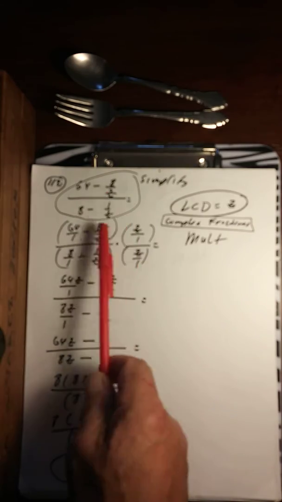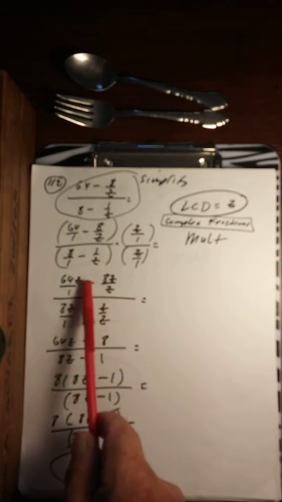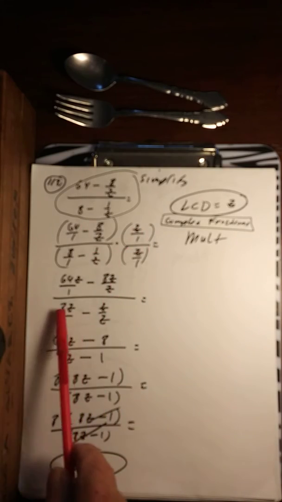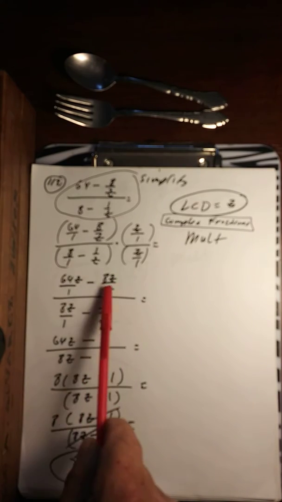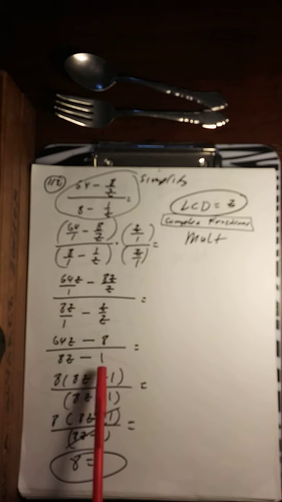More complex fractions, multiply by the LCD, which is z. Multiply z on top and z on the bottom, so z times all this, z times that, z times the first, z times the second. We ended up with this. So now, 64z over 1 is just that. That one's going to simplify to just 8, that one's going to be 8z, and that one's going to be 1.